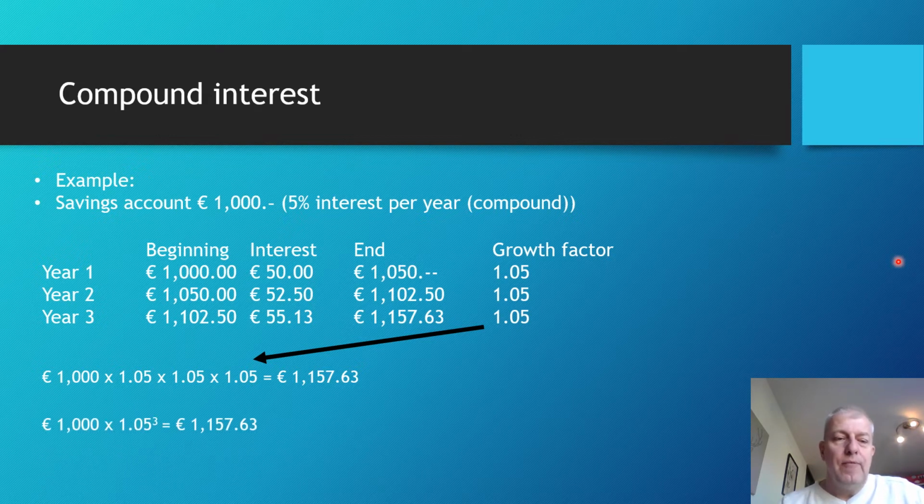Now, if you're very smart, and most of my subscribers are very smart, you can also say, I can write this down shorter, and I can say 1,000 euros times 1.05 to the power 3 is 1,157.63. Now, most of the time in tests, teachers want you to calculate the end value of a certain savings account. And if the period is 3 years, then you can easily calculate it like this.